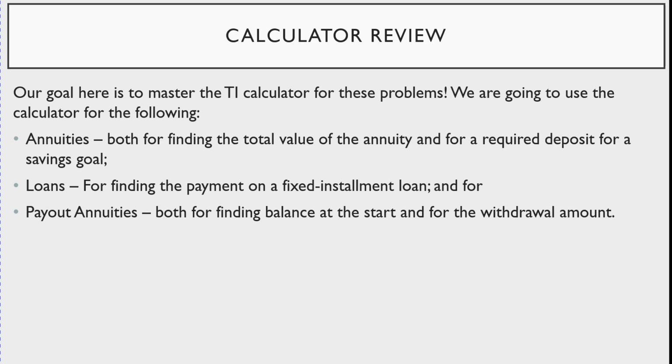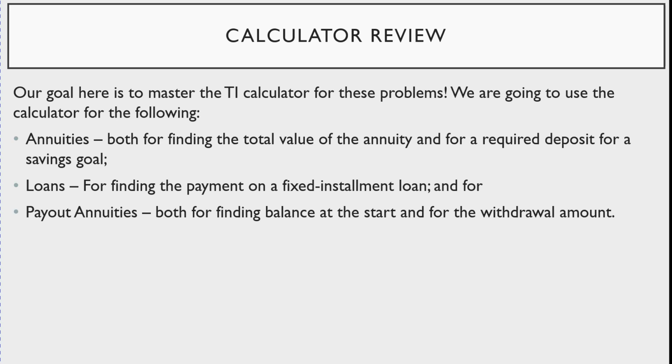So we're going to use the calculator for the following. Annuities, both for finding the total value of the annuity and for a required deposit for a savings goal. We're going to do it for loans, so for finding the payment on a fixed installment loan, we'll do an example with a mortgage. And for payout annuities, from the last lecture we just did, both for finding the balance at the start and for the withdrawal amount, so how much you can withdraw, pay yourself in retirement.